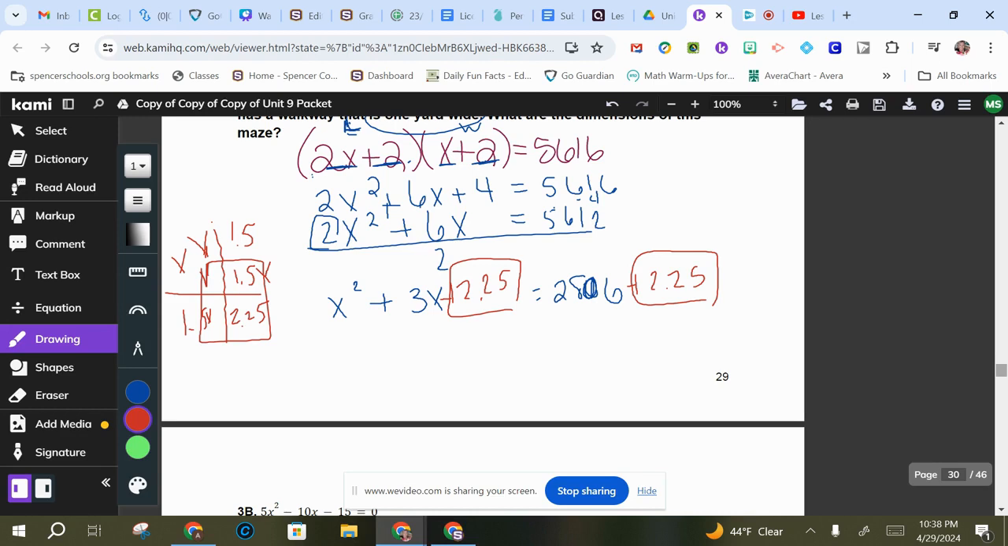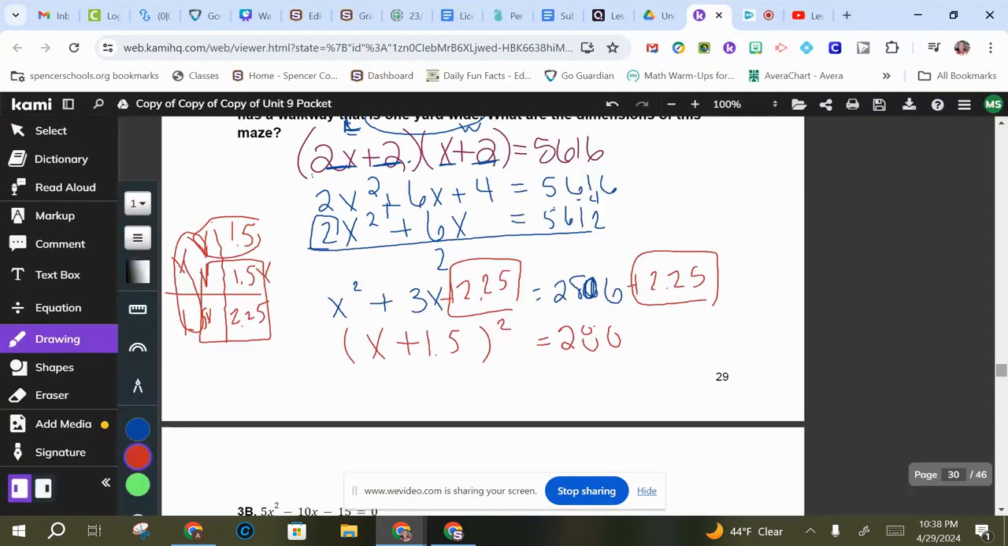So then if I go over here, I'm going to put this perfect square trinomial into a product of 2 binomials. And if you use the box method, these would be your 2 binomials on the outside. So that's x plus 1.5 squared equals 2,808.25.